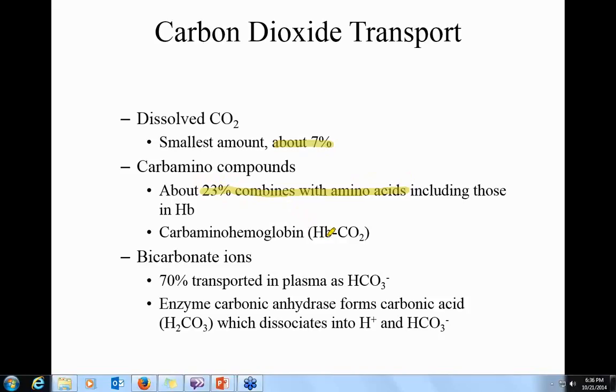However, the majority of carbon dioxide is carried as a bicarbonate ion, so that's 70%. Now the enzyme, which is found in red blood cells, carbonic anhydrase, takes carbon dioxide and water, converts it to carbonic acid, which dissociates, meaning breaks apart, and forms hydrogen ions and our friend bicarbonate ion. So this is the equation we've seen earlier in the lecture.